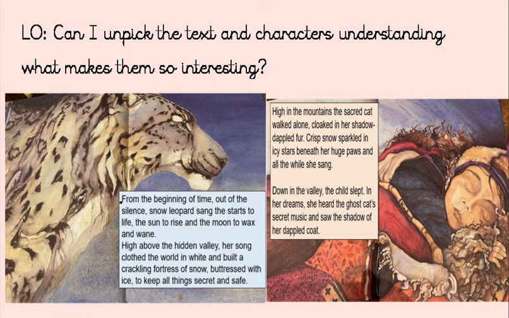And today we're going to be unpicking the text and characters and trying to understand what makes them so interesting. To do that, we're going to look a lot at the vocabulary Jackie Morris uses in The Snow Leopard and see how we have used this vocabulary or this kind of writing style before, and how we might be able to adopt that in our work.